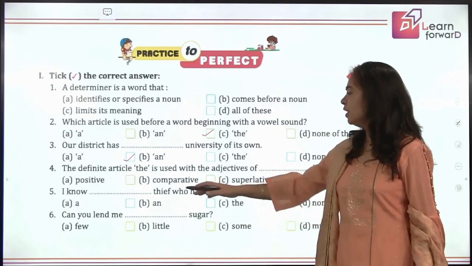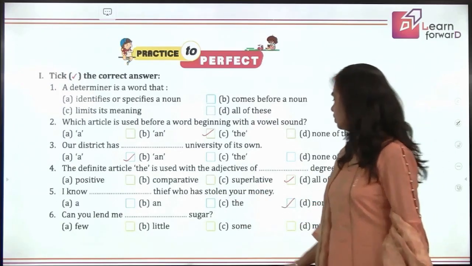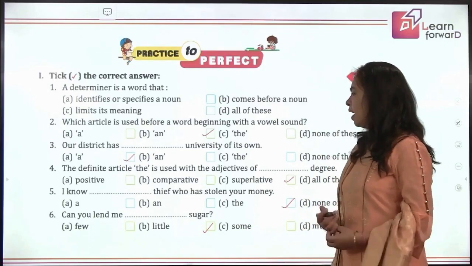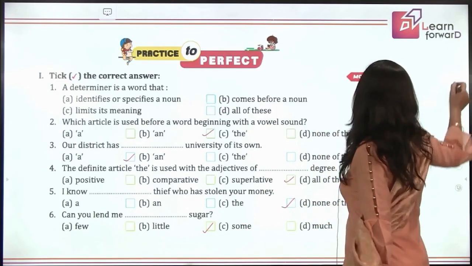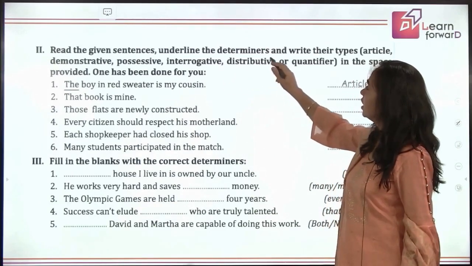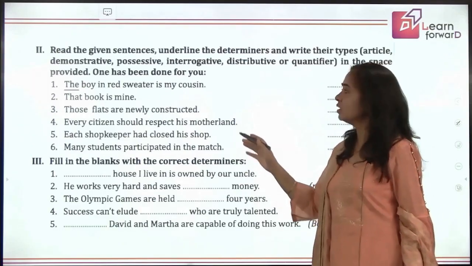Yes. Can you lend me dash sugar? So you are talking about some negligible amount. That means a little sugar, right? And then we have an exercise. Read the given sentences, underline the determiners and write their types. We have already done the categories. I hope you can do that.